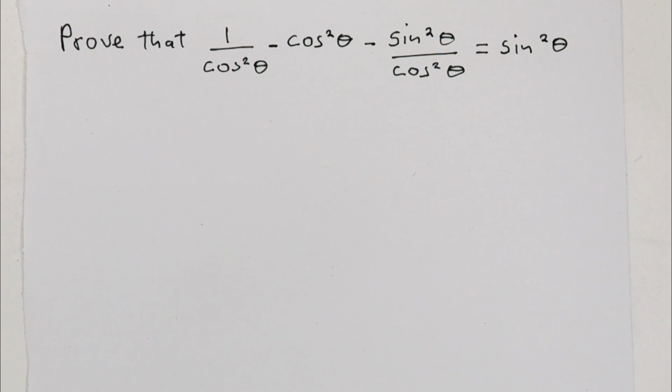Let us look at this equation from trigonometric ratios. Prove that 1 over cos squared theta minus cos squared theta minus sine squared theta over cos squared theta is equal to sine squared theta.